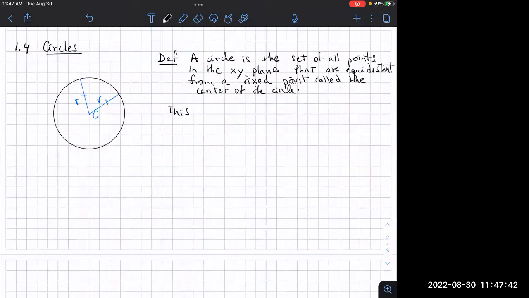This fixed distance to the center is called the radius of the circle.